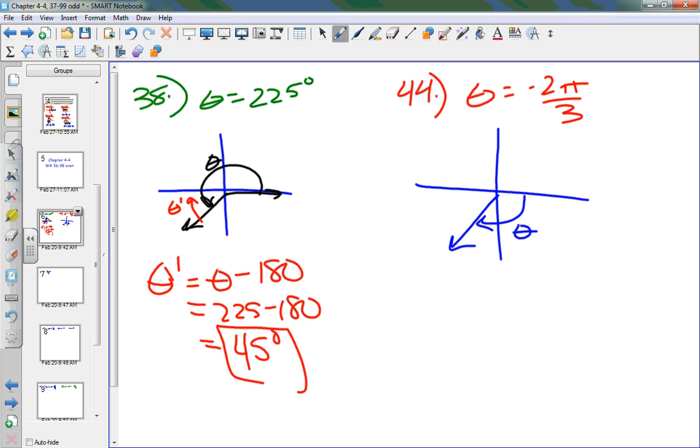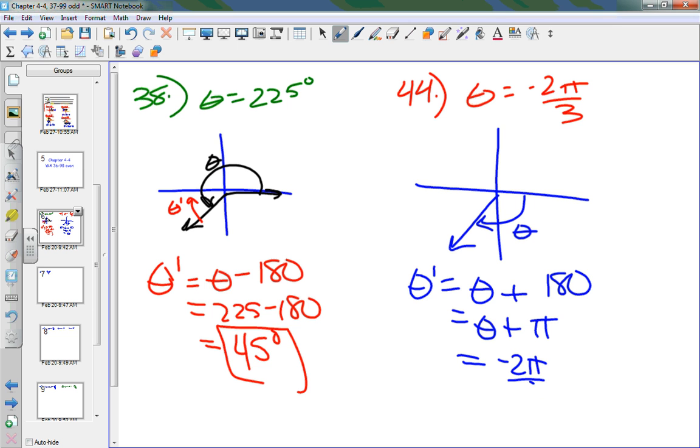And I talked about that just a little bit ago. When we have a negative angle, what are we actually doing? We're going to do the opposite. So theta prime is going to be equal to theta plus the 180. In this case, it's going to be theta plus pi. We understand that. Why are we doing theta plus pi here? Because it's in radians, not degrees. But why am I adding this time? Because your theta is a negative angle.